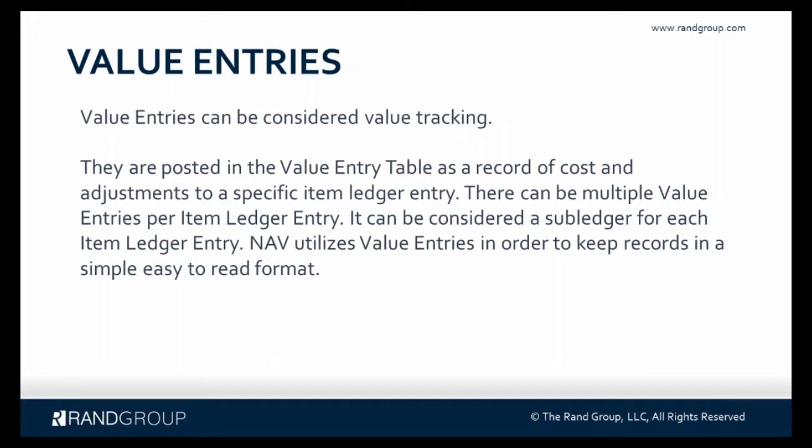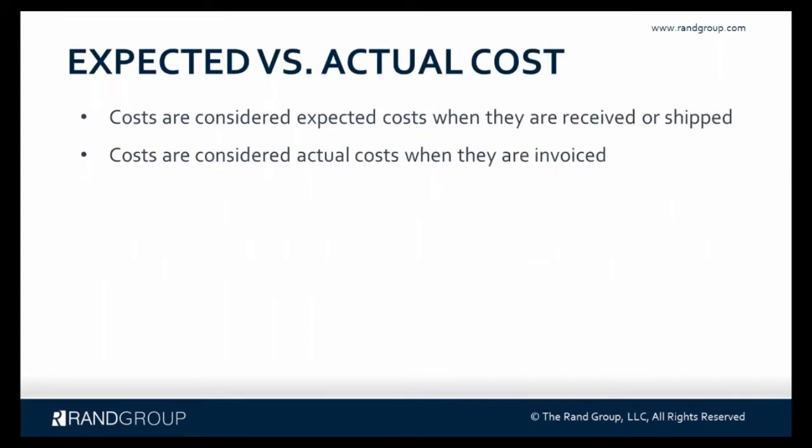Value entries can be considered value tracking. They are posted in the value entry table as a record of cost and adjustments to a specific item ledger entry. There can be multiple value entries per item ledger entry. It can be considered a subledger for each item ledger entry. So when an item is invoiced, the value is tied to the item ledger entry through the value entries. Value entries are tracked through expected and actual costs. Costs are considered expected costs when they are received or shipped. Costs are considered actual costs when they are invoiced. Now, let's take a look at an example in NAV.